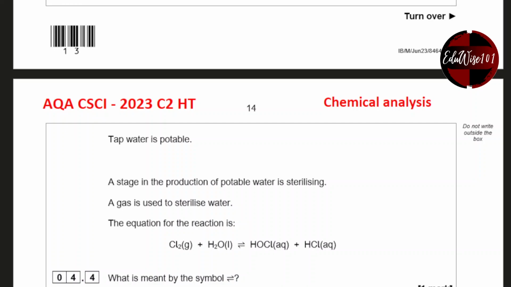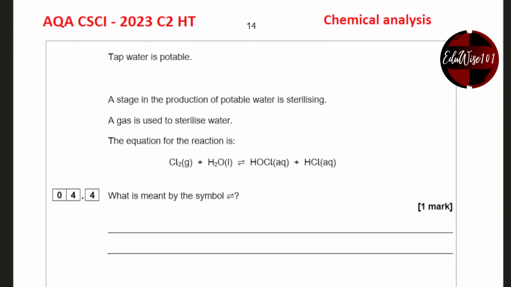Next question. Tap water is potable. A stage in the production of potable water is sterilizing. Now, before we move on, what is potable? Potable water is water that is safe to drink. A gas is used to sterilize water. The equation for the reaction is Cl2, chlorine gas, plus water gives HOCl, hypochlorous acid, plus HCl.